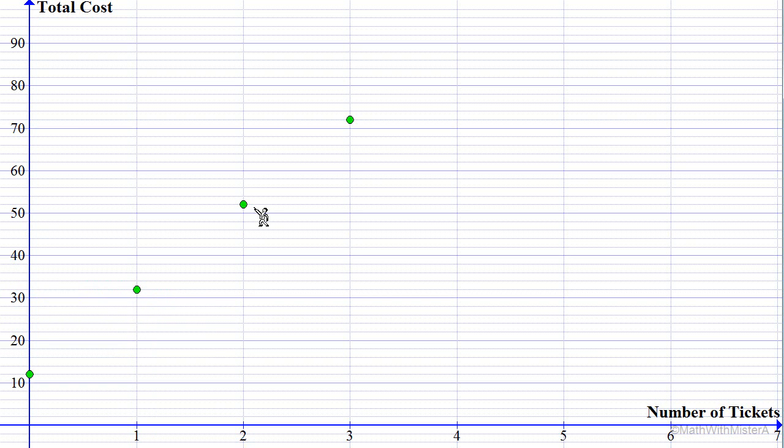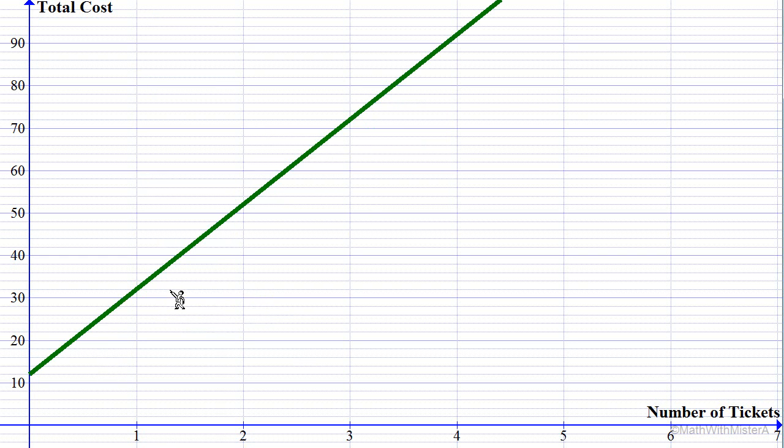When we plot the results of the other calculations, that 2 tickets will cost $52, 3 tickets brings the cost up to $72, these points will all form a straight line. And this line represents the graph of this situation. And this is why linear models get that name: when graphed they form a straight line.